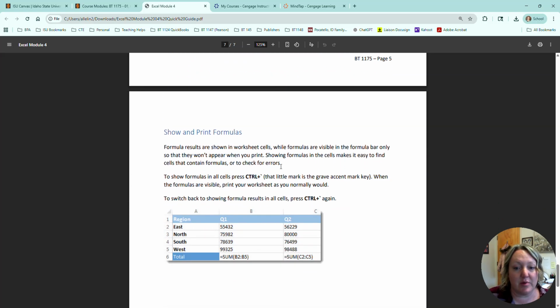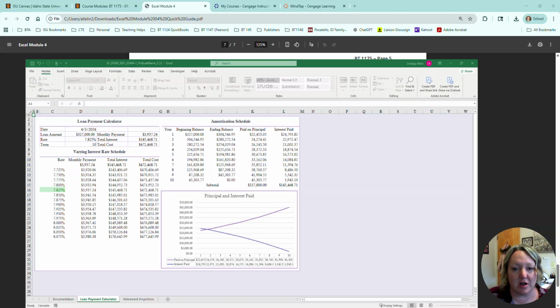The other cool thing about Excel is that there is a back view. We call this the show and print formulas view, where you do the Ctrl grave mark, or it's also the little squiggly tilde. You can look at your formulas. So let me just show you what I'm talking about just quickly.